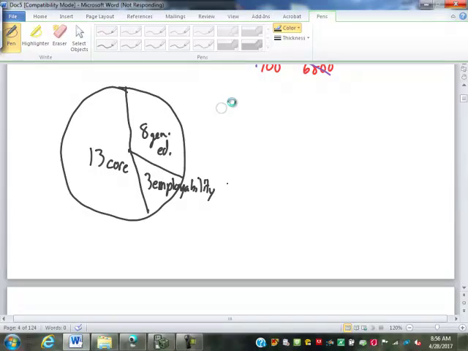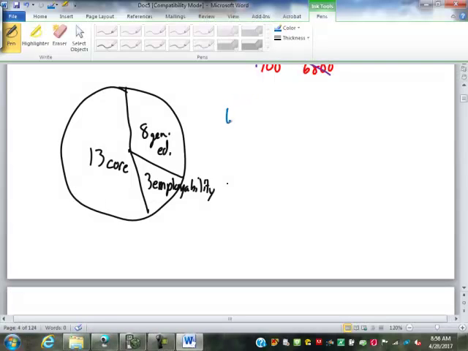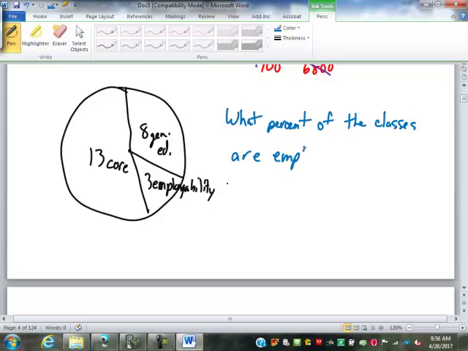So you might be asked, what percent of the classes are employability? To answer a question like that, you have to find the total. Well, 13 plus 8 is 21, plus 3 is 24. So there's 24 total.